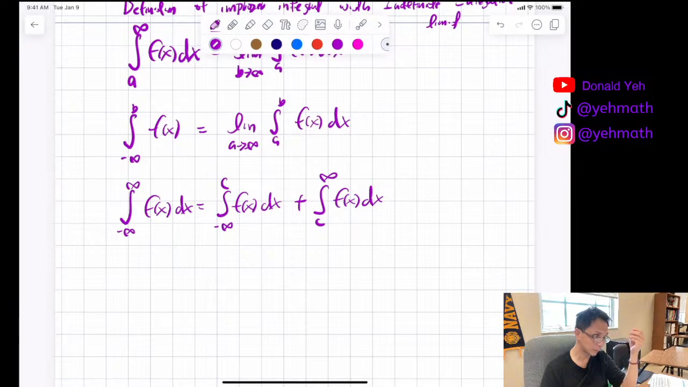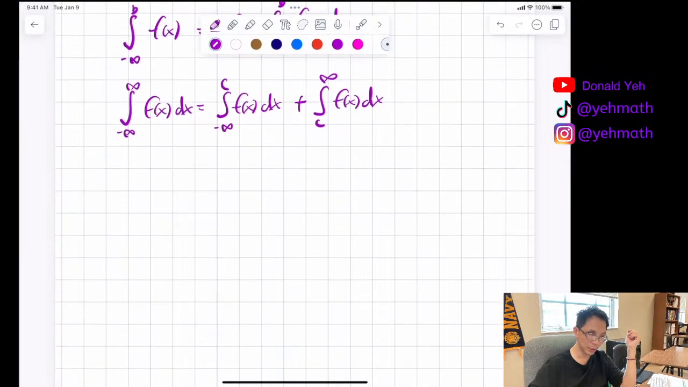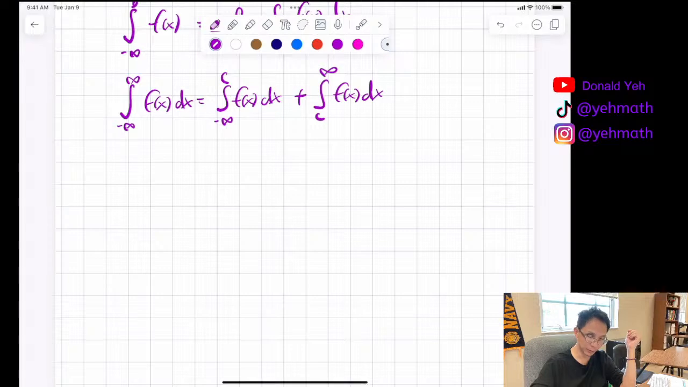Can you do that with other problems? Like normal problems, if you have the integral from 2 to 5, you can write it as the integral from 2 to 4 plus the integral from 4 to 5. Yeah, you can definitely do that. That's just one of the basic identities. It's called the additive property for integrals.